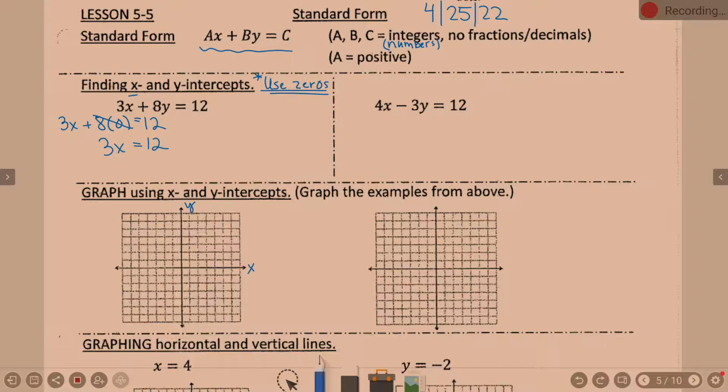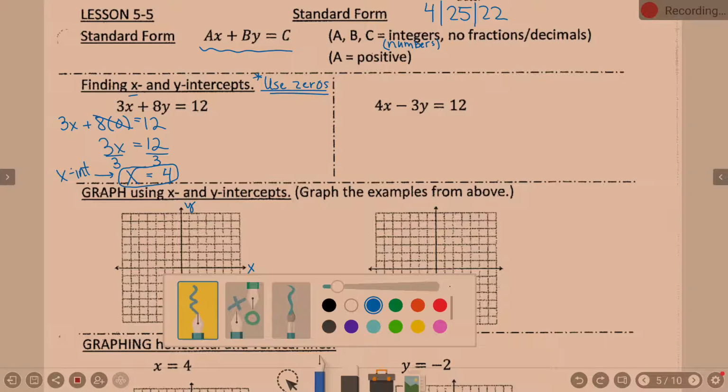Okay, you all know how to do this step. You just divide. We're going to divide by 3. If it's 3 times x, we divide by 3. 3x divided by 3 is x. 12 divided by 3? 4. So guess what we just found? That is our x-intercept. Because it says x equals 4, and we got it from putting in 0 for y, that is our x-intercept.